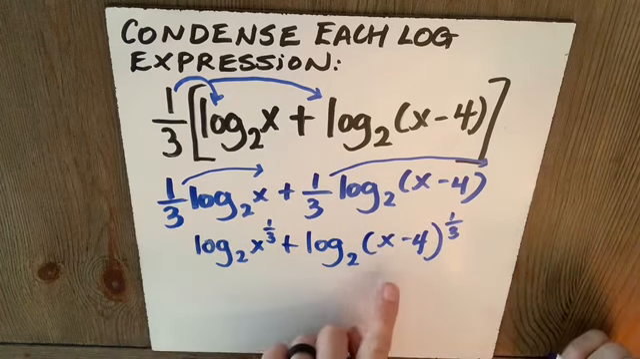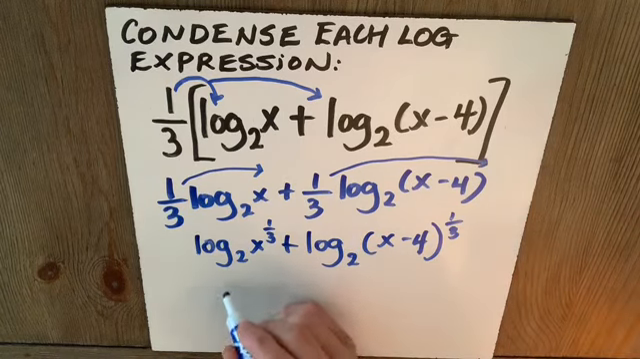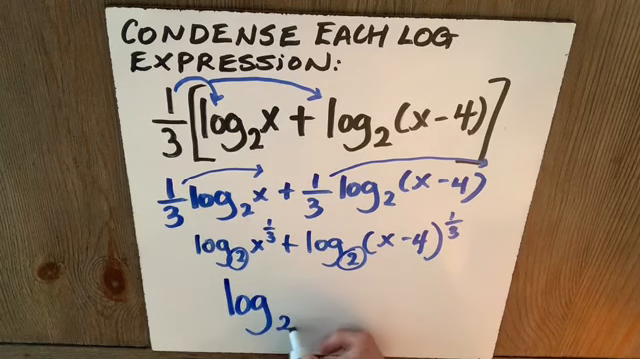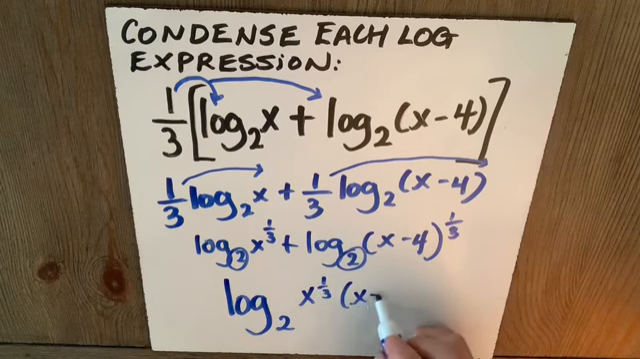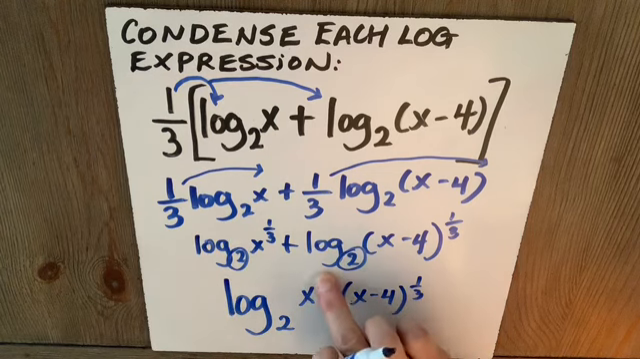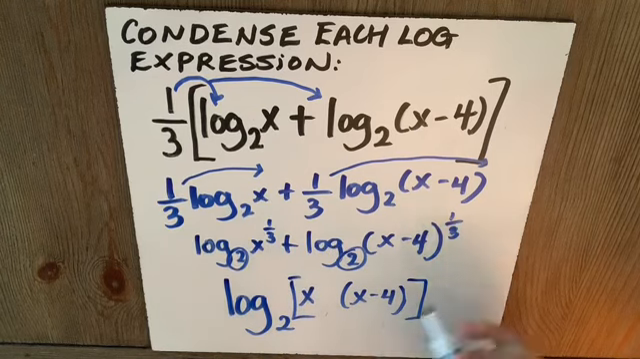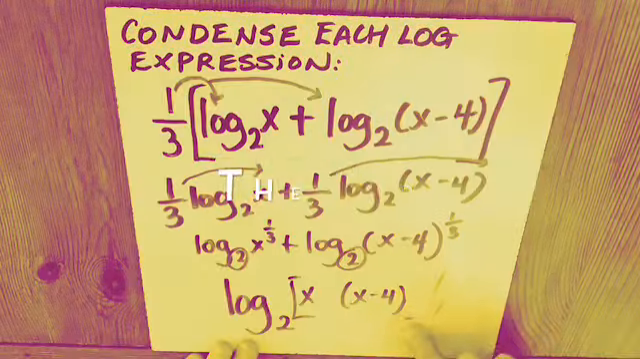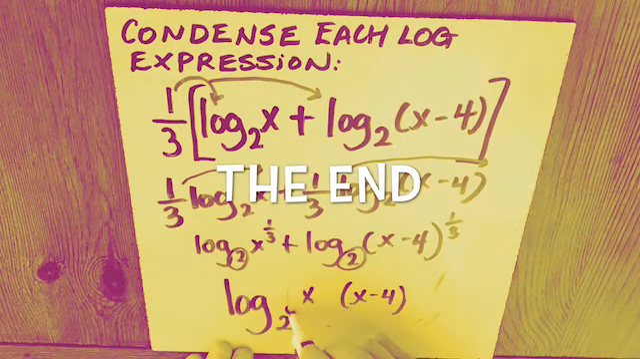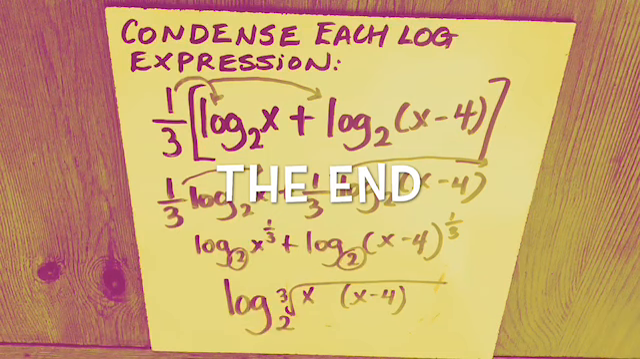And now I could use my product rule and say, because we have the same base here, we could write it as one single log base 2 of x to the 1/3 times x minus 4 to the 1/3, which we saw is the equivalent of, here's the advantage of using the whiteboard, this to the 1/3, which we saw is the equivalent of, wait for it, this. So either way, however you want to write it, at the end, you have 3 different options for answers there.